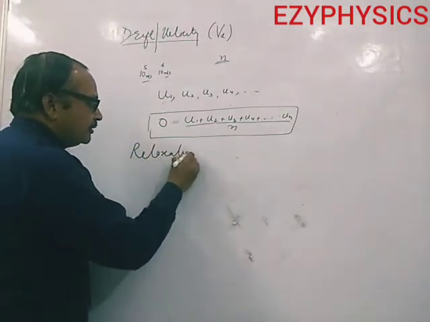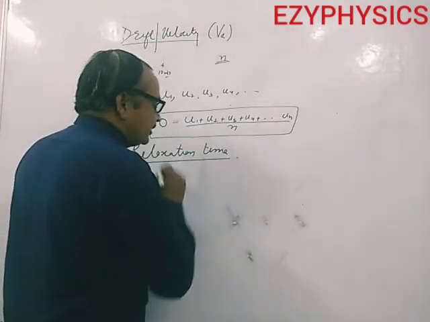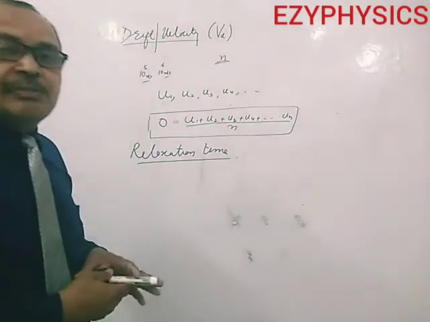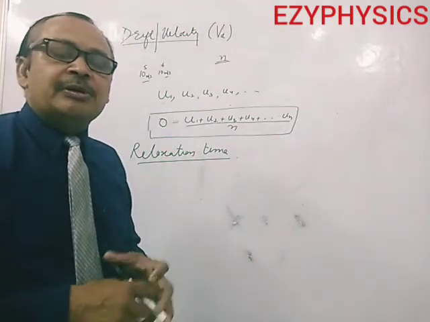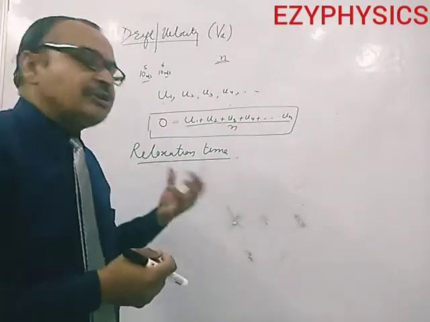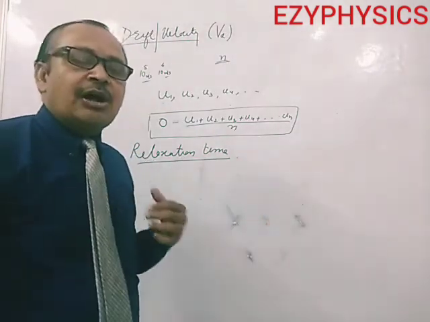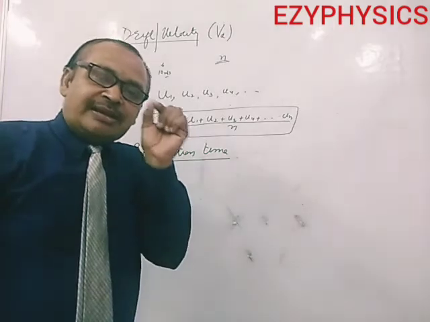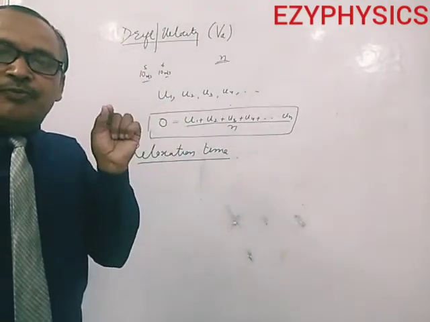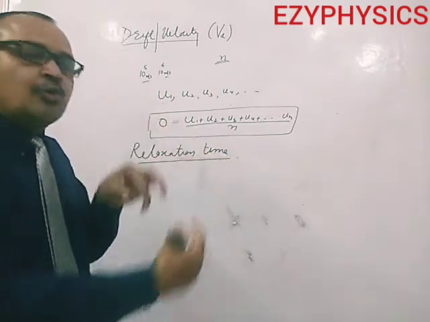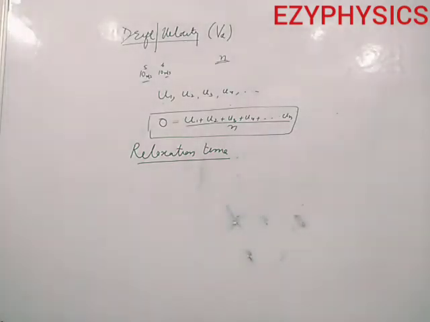So what is relaxation time? Relaxation time is that short duration of time between two collisions of the charged particles with the ions or each other. Whatever is that very small time gap between two collisions, that is called relaxation time. Is it clear?